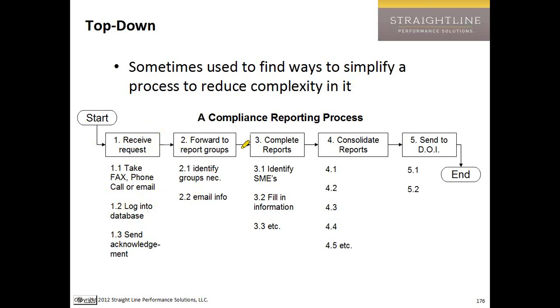Again, there may be some complexity as to step 1, step 2, step 3, step 4, step 5. Maybe some of these are concurrent or all that. You're simply, very much like in a work breakdown structure in project management, saying, okay, here are all the items. For example, this one is for compliance reporting, where the main functions are receive the request, forward to reporting groups, complete the reports, consolidate them, send them to the DOI. Those are the 5 basic things that we have to do.